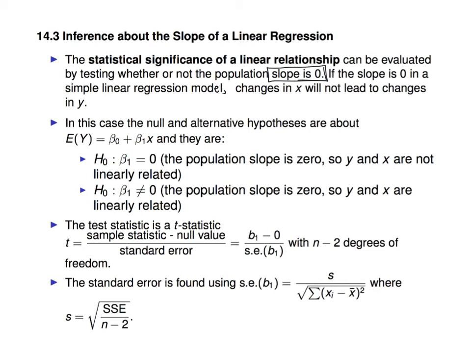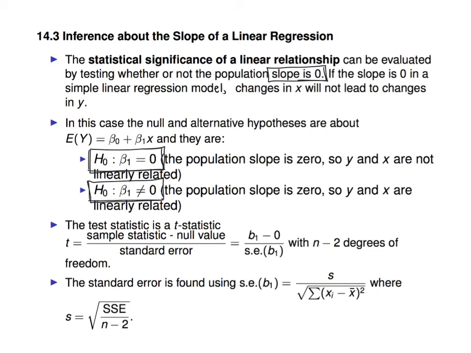And in this case, here is what the null and alternative hypotheses say. So the null hypothesis is that there is no relationship, that the true value of the slope is zero. So x and y are not linearly related. And H-a is that the slope is not zero. So x and y are linearly related.